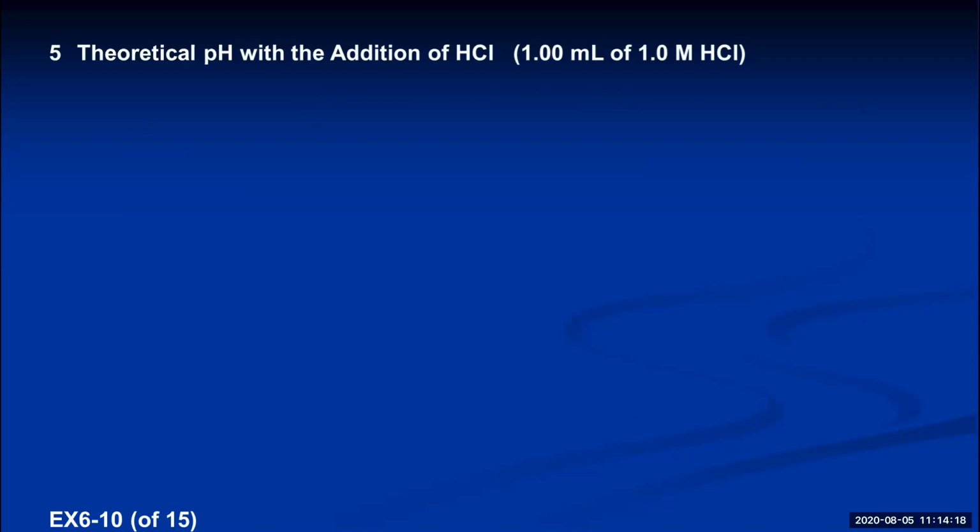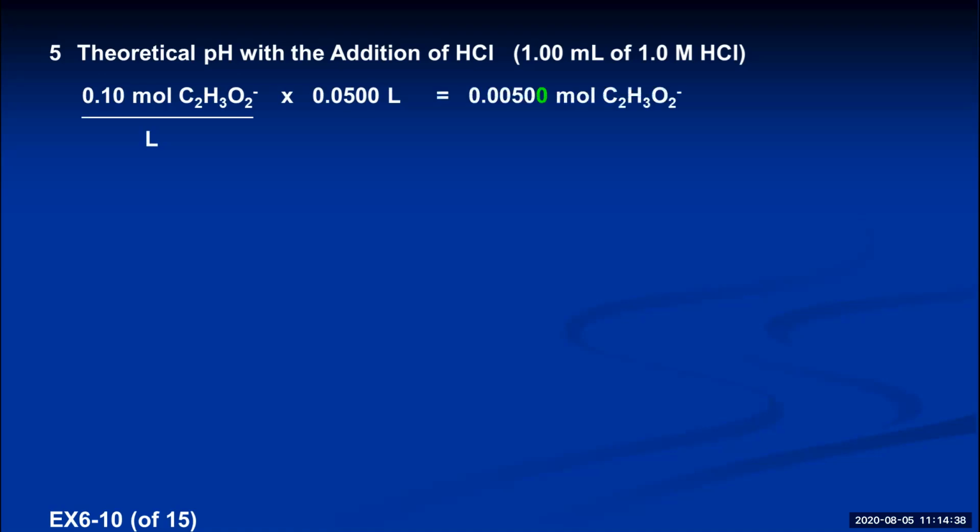Calculation number 5 is what is going to be the theoretical pH of this solution of sodium acetate if we add 1 milliliter of hydrochloric acid that's 1.0 molar. So once again, you're mixing solutions together. I would work in moles. So we're going to take the molarity of the acetate solution. It was 0.10 moles per liter, 50 milliliters of it. So we have a solution that contains 0.0050 moles of acetate ions.